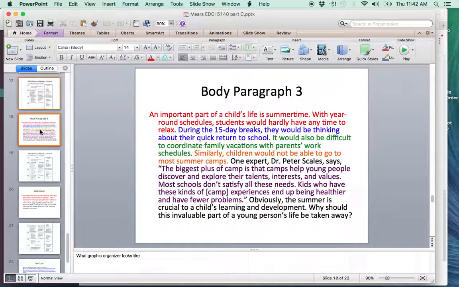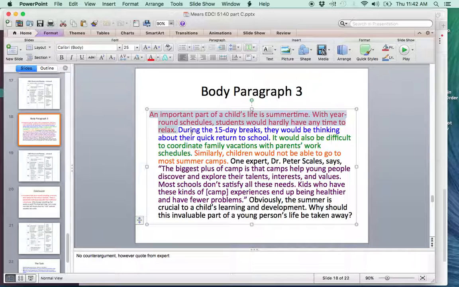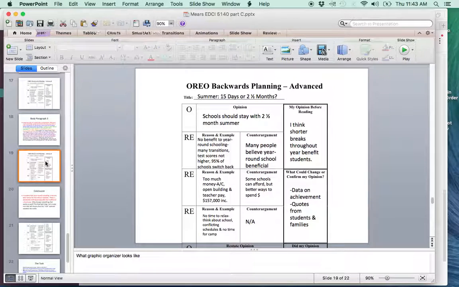This writer has included one more body paragraph. We start with the reason. We have 3 different examples, and instead of having a statistic, this time the author or the writer has included a quote from an expert. Including quotes can be a powerful way for us to get across our opinions and to help make our opinions stronger and to help other people agree with us. You'll notice that in this paragraph, the author did not include a counter argument. So I put an NA.